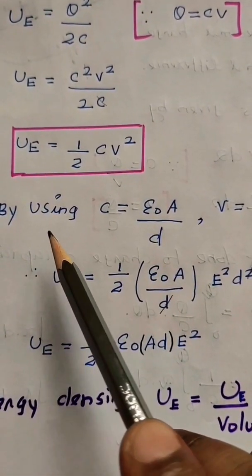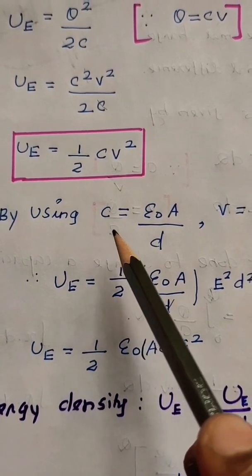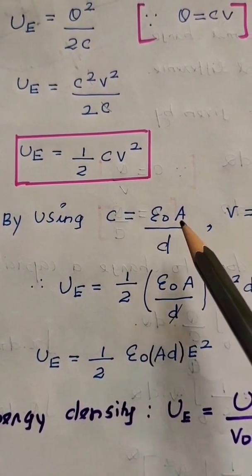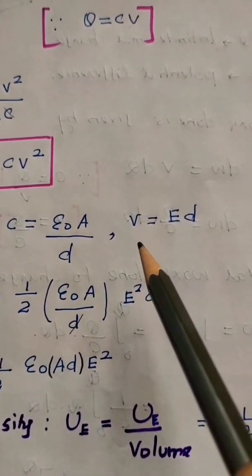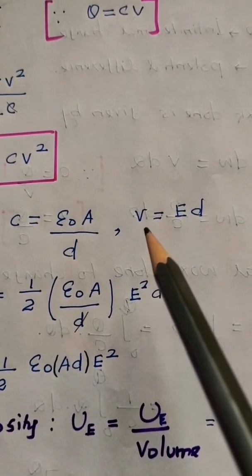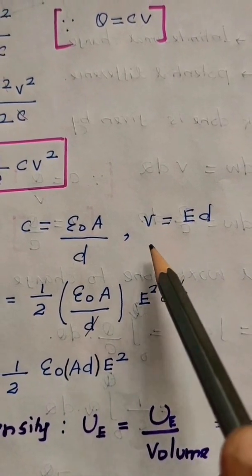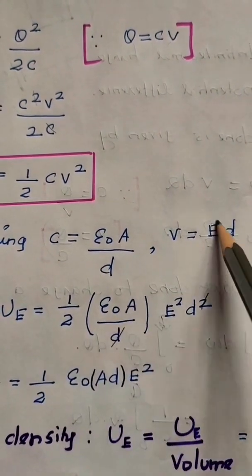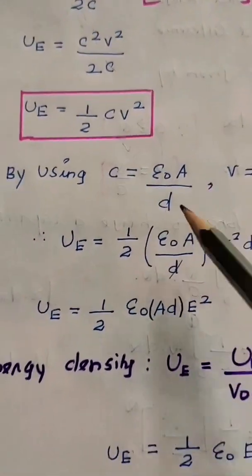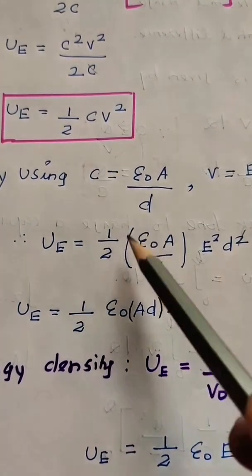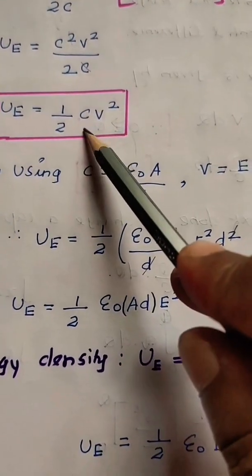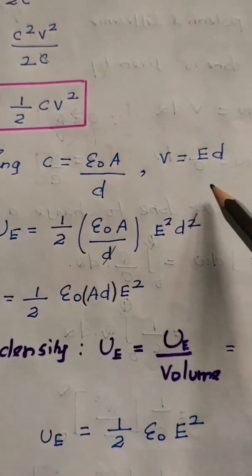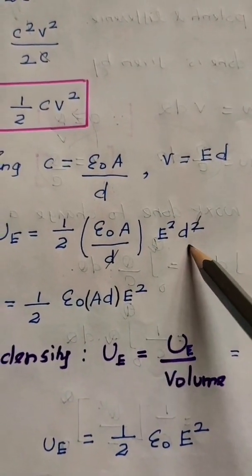We already derived the capacitance between two parallel metal plates, C equal to epsilon naught A by D. We have also discussed the relationship between potential and electric field, V equal to E D. Substitute these two values in this equation. So U_E equal to 1 by 2 C V square, where C equal to epsilon naught A by D, and V square we can write as E square into D square.